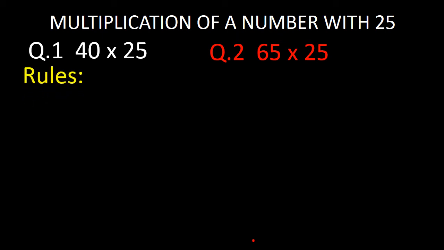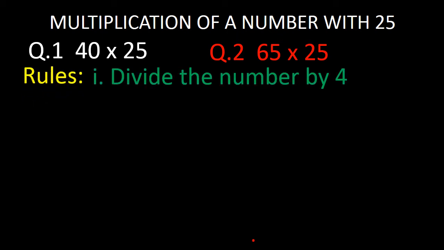So you look here to rule number first. What will we do? We will divide the number which is going to be multiplied with 25 by 4. First of all, we will divide that number by 4. So let's divide 40 by 4. While dividing 40 by 4, it's very easy. We will get 10. So 10 is the quotient of this division.